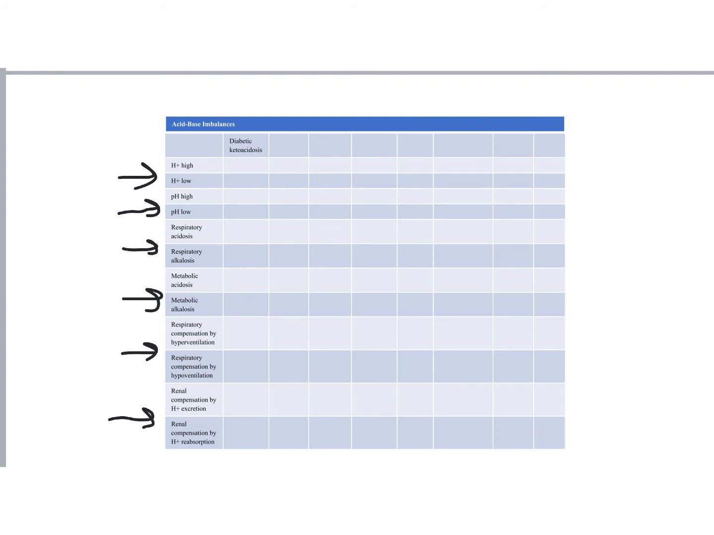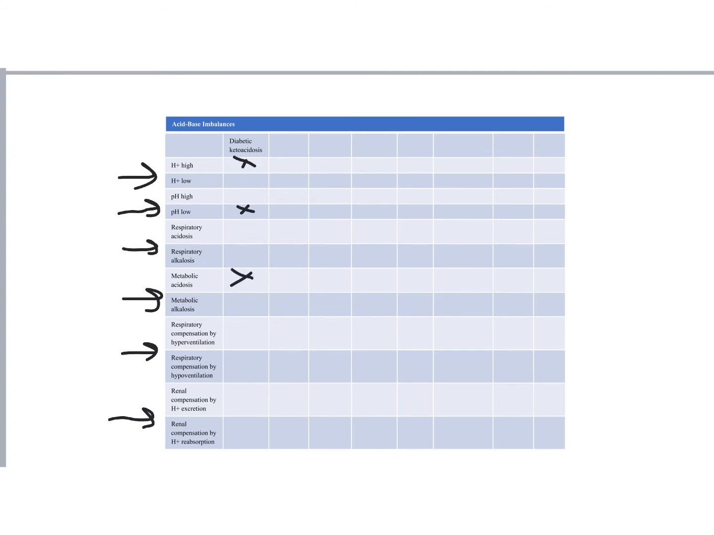So let's look at diabetic ketoacidosis. With diabetic ketoacidosis, it tells you that you're acidotic, which means your hydrogen ion concentration is going to be high, which means your pH is going to be low. Anytime you have a high hydrogen ion concentration, then your pH is going to be low. So, is diabetic ketoacidosis a respiratory problem? No, it's a metabolic problem. And it tells you acidosis in the actual name of it, so it's going to be a metabolic acidosis.